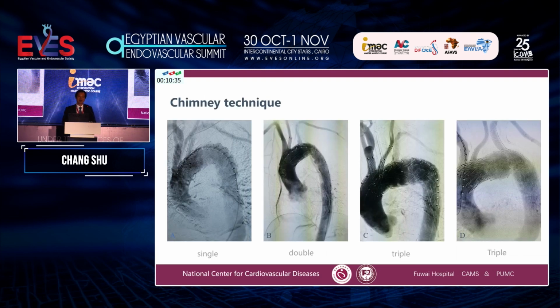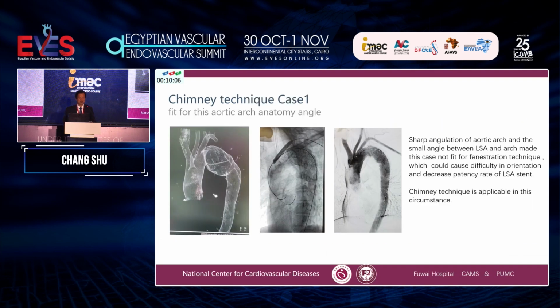For the Chimney technique, the first time I did it was in 2007. We already published a paper to treat dissection. It's our first paper about a dissection case treated by parallel stent graft. Anyway, we can use this technique to rebuild not only one branch vessel, but also 3 branch vessels. But nowadays, the concept has changed a lot.